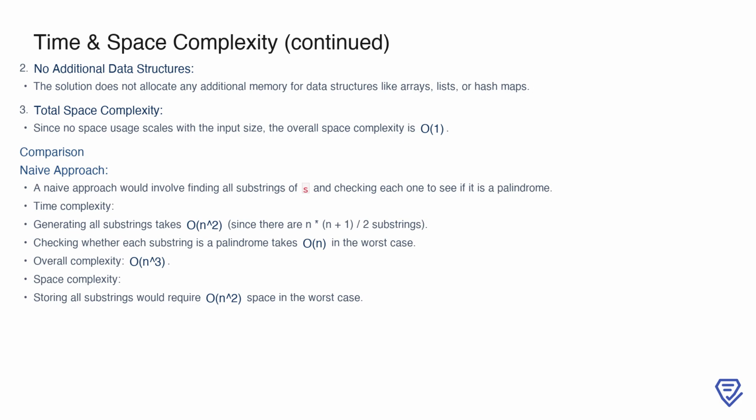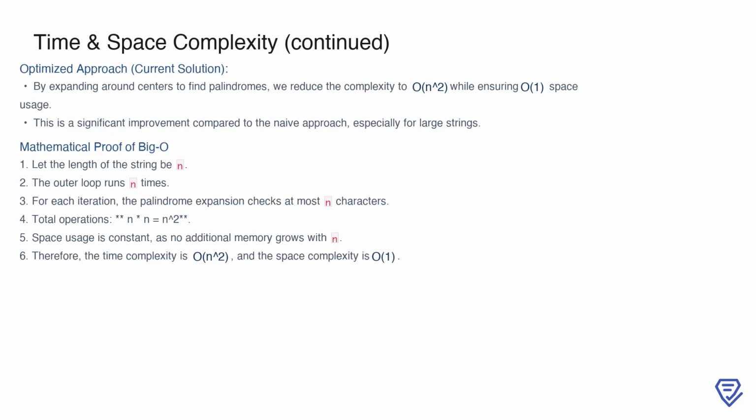Compared to this, our current solution is significantly more efficient in both time and space complexity. By leveraging the center expansion technique, the optimized solution reduces the time complexity to O(n squared), while maintaining a space complexity of O(1). This is a substantial improvement over the naive approach, especially for large input strings.